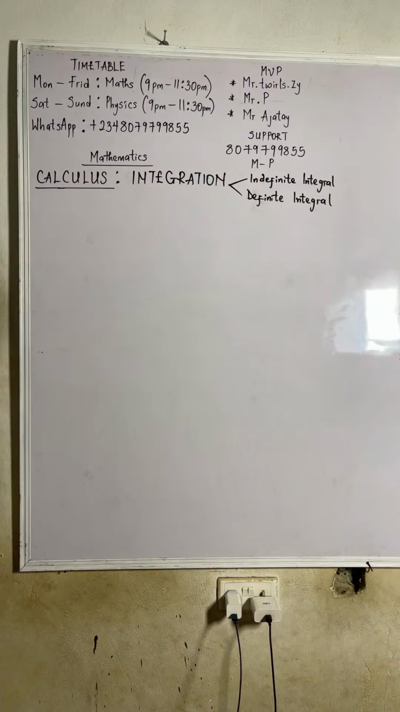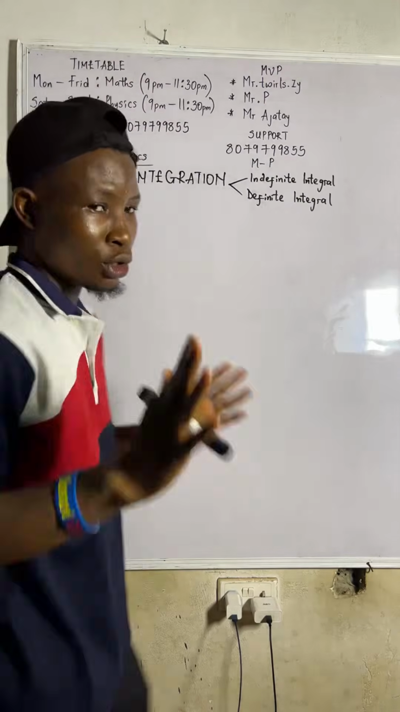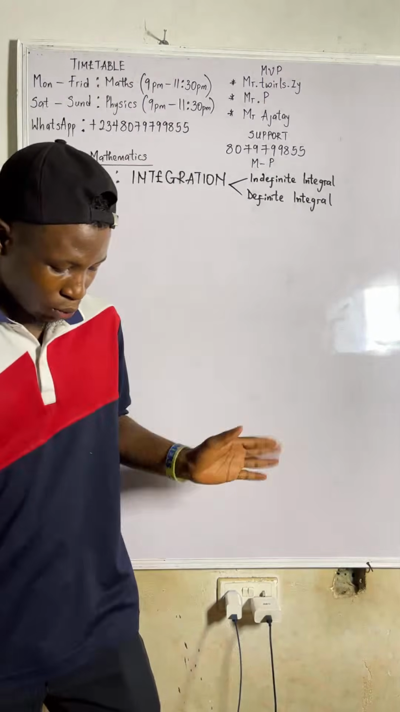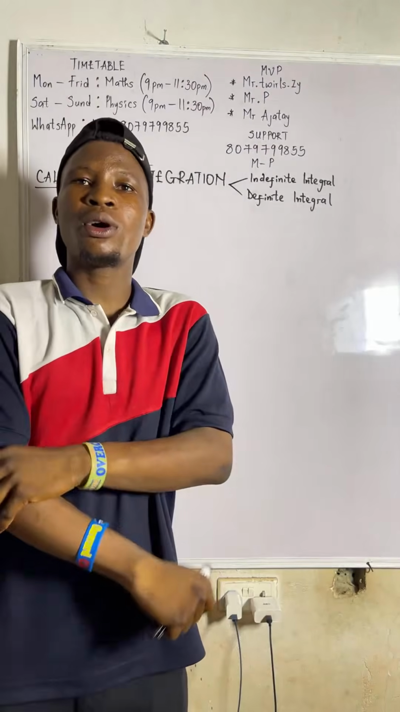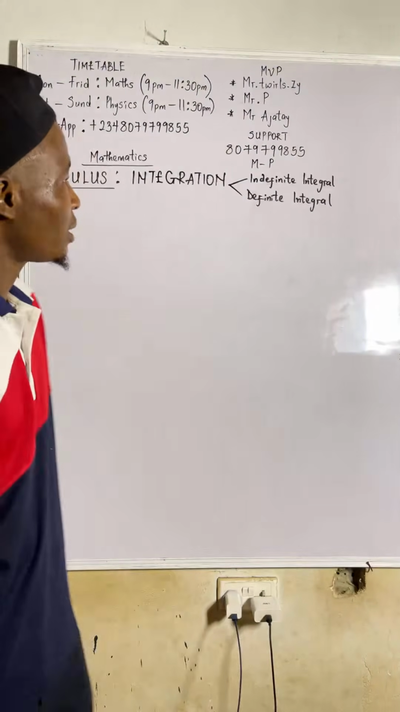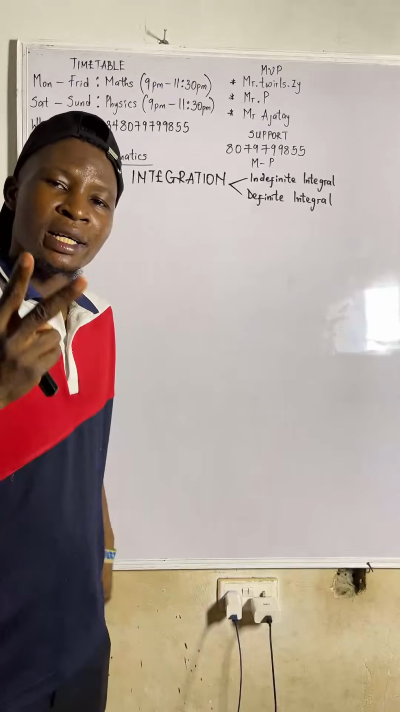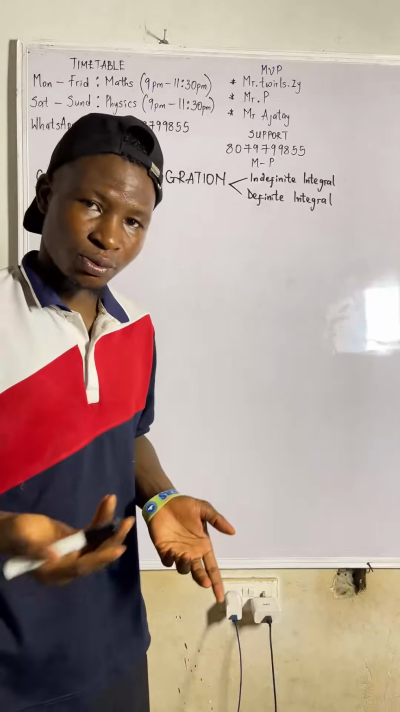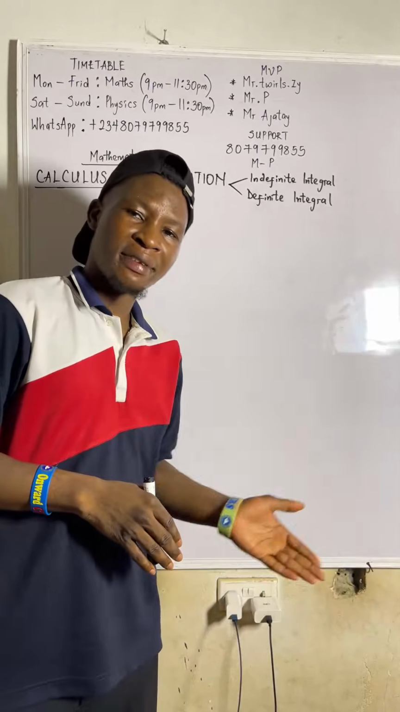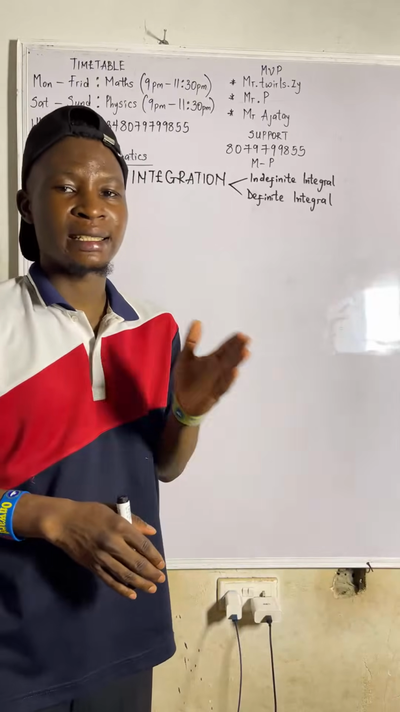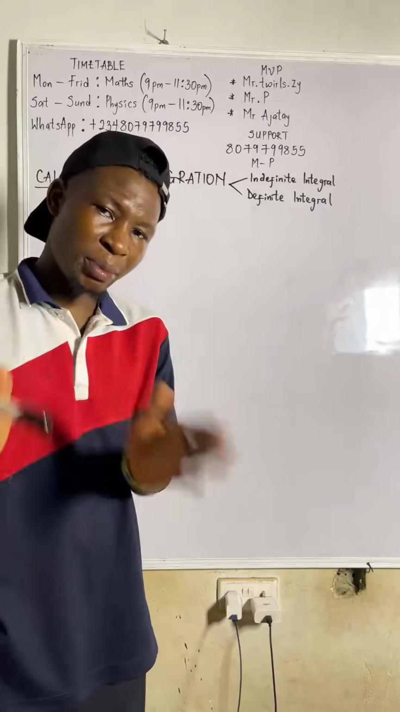Alright, so please follow me as we go together. Under integration, I'm not rushing you, so make sure you follow me. We have just two types of integration: the indefinite integral and the definite integral. Now let me break it down for you.